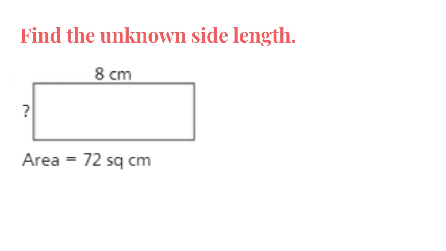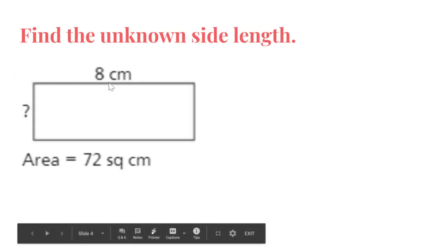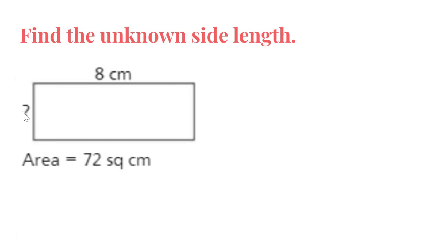Let's practice. Find the unknown side length. Here I have a rectangle. I know that I have a side that is 8 centimeters long. I have another side, I don't know how long it is, but I know that the area is 72 square centimeters. So I need to find out what the side length is.